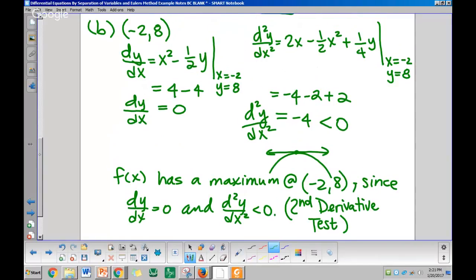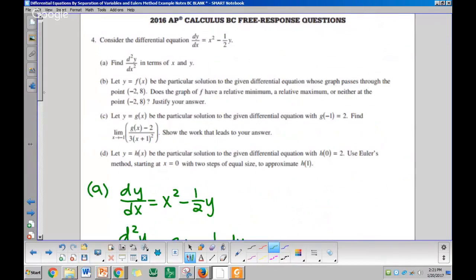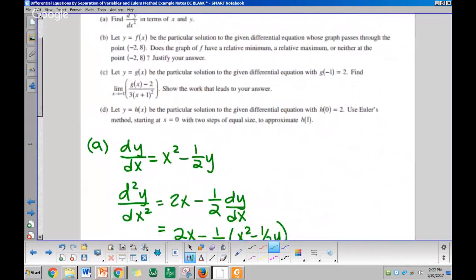All right, so part B. It says g is the particular solution to the given differential equation with -1, 2 being the point. Find the limit. So what happens when we plug in -1 to this limit? g of -1 is 2. 2 minus 2 is 0. It's 0 over 0, isn't it? It's indeterminate. So we can't do that yet.